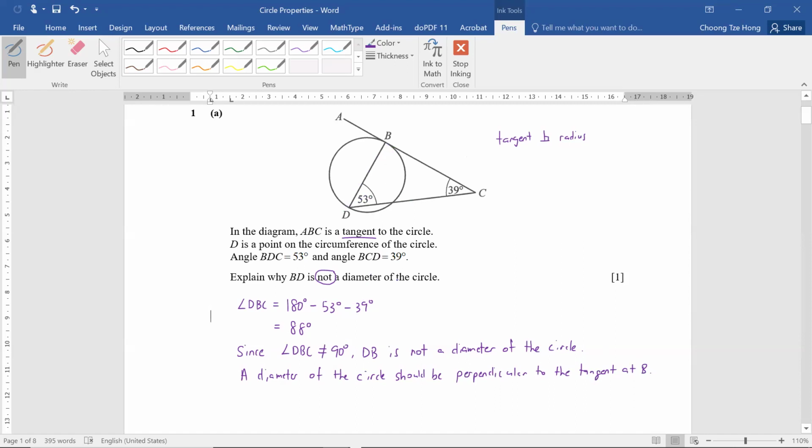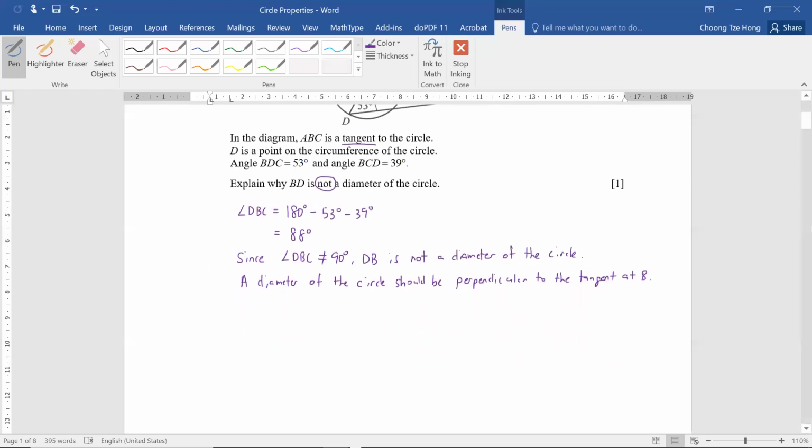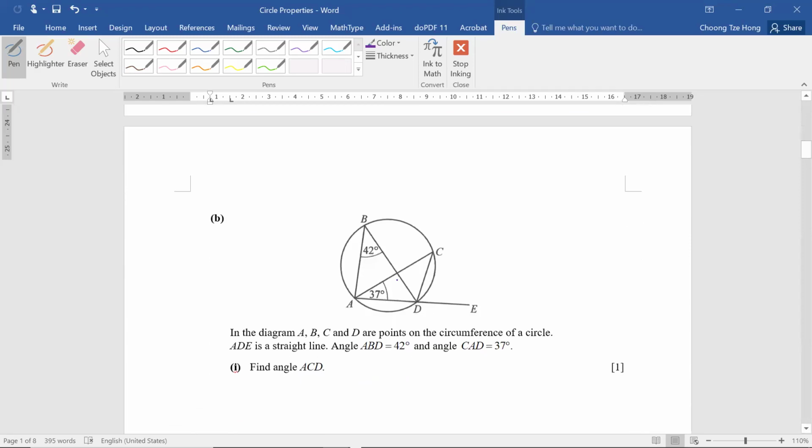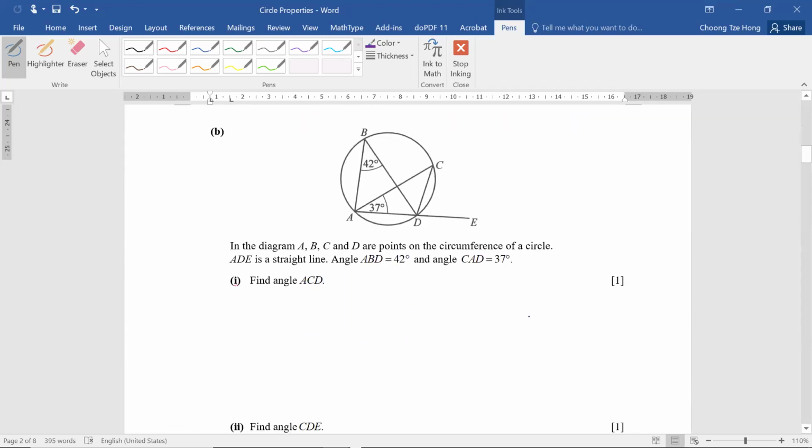For explanation questions like this, you need to be very clear about the concept that they are testing you about. Then you will know what to find and how to explain based on what you have found. Now let's look at part B of the question. In the diagram, A, B, C, and D are points on the circumference of the circle. ADE is a straight line. Angle ABD is 42, and angle CAD is 37. Find angle ACD.